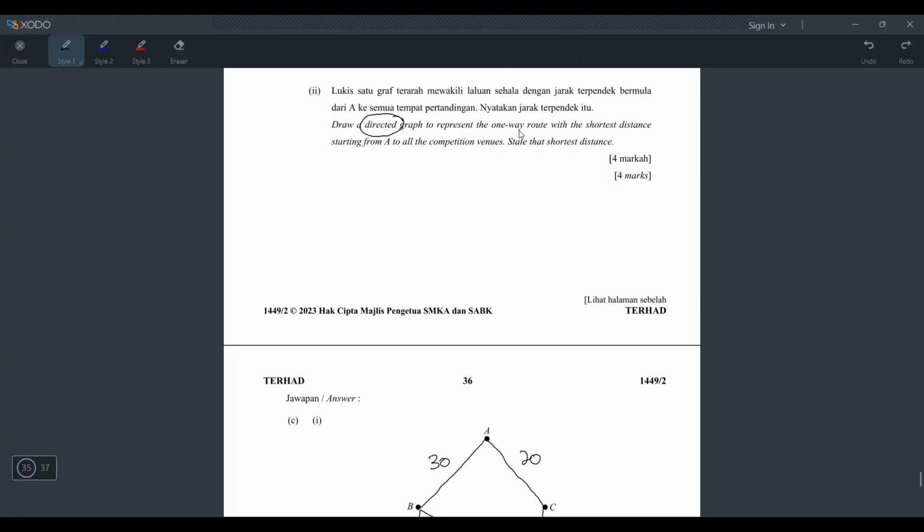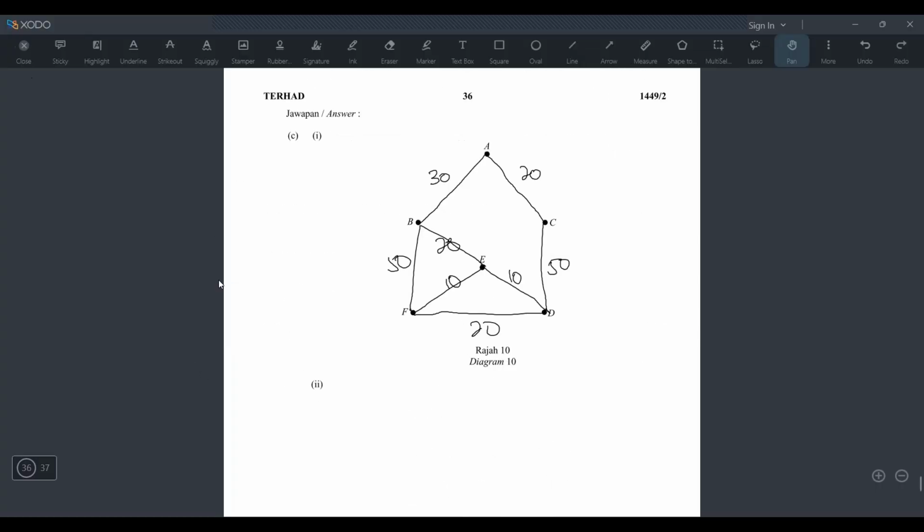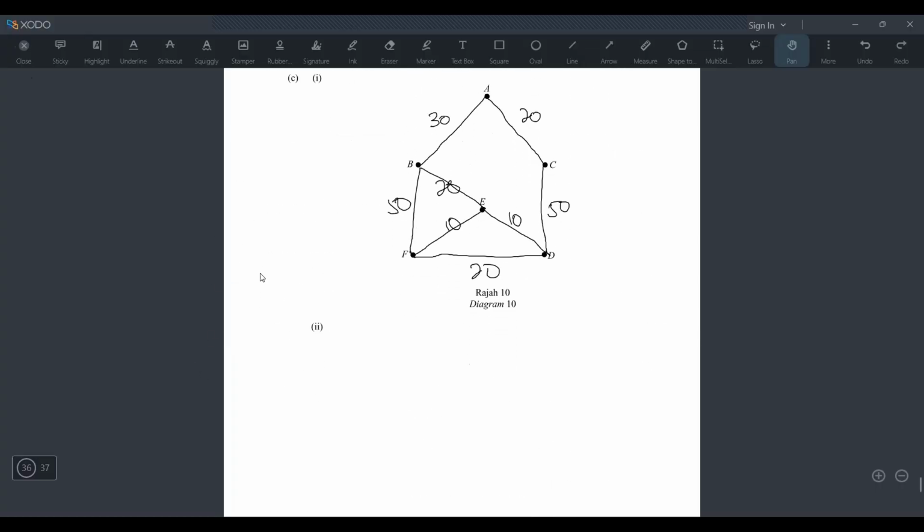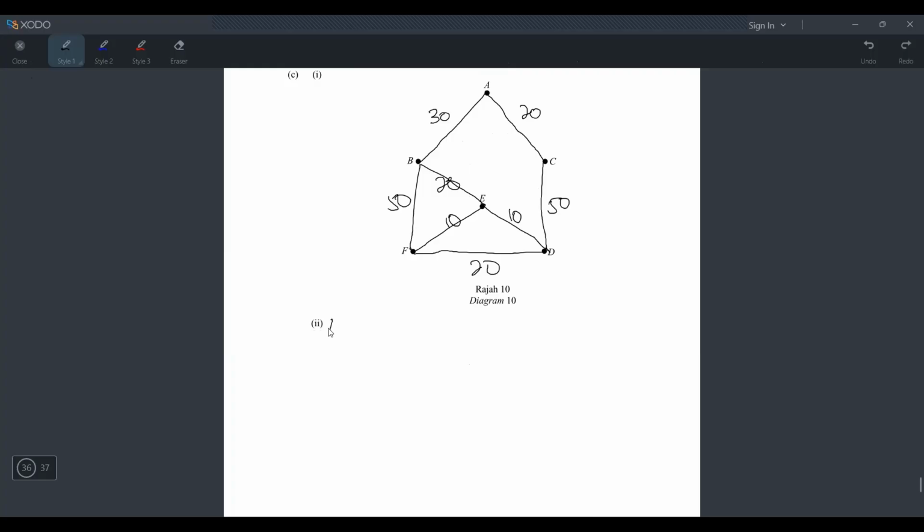Draw a directed graph to represent the one-way route with the shortest distance, starting from A to all the venues, and state the shortest distance. So I have to start from A and pass through all the competition venues. For me, I will personally write down all the possible ways. But they ask us to draw also, right?